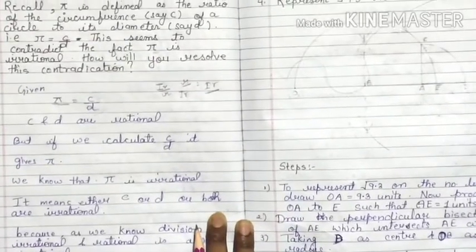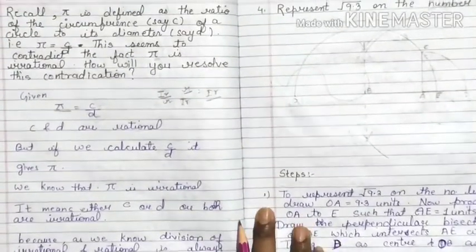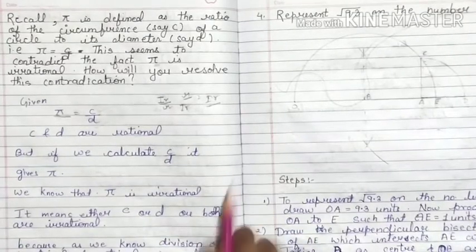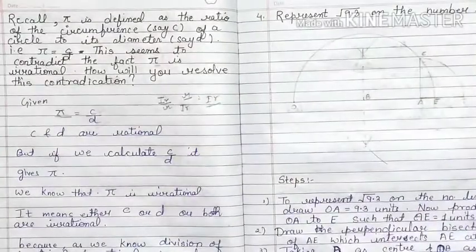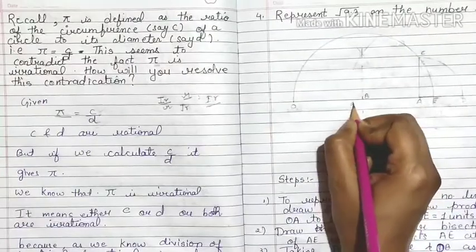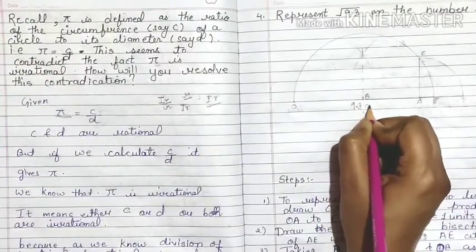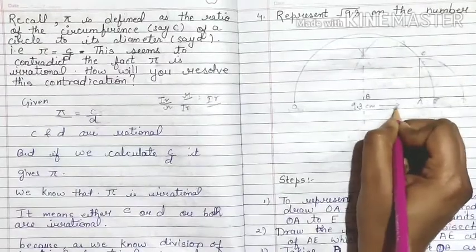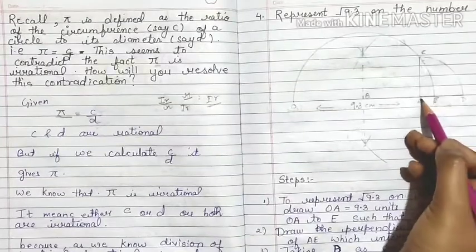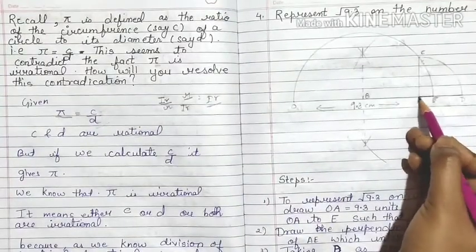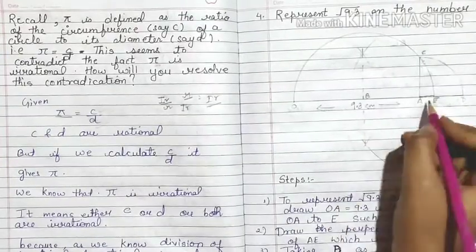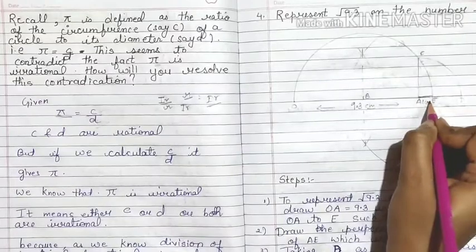See question number 4. We have to represent root 9.3 on the number line. So for this, we have to make a line segment of 9.3 centimeters or any unit. Then we have to extend 1 unit. Okay, so here we have taken centimeter, then it will be 1 centimeter.